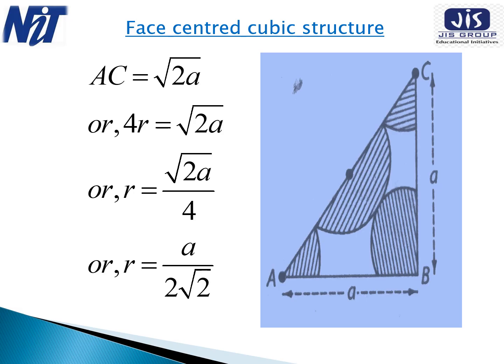Due to that 4r is equal to root 2a. From that we will get r equal to root 2a by 4. So in root 2a by 4, root 2 will cancel 4 by 2 root 2. Due to that we will get r is equal to a by 2 root 2. So this will be the atomic radius in the case of face centered cubic structure, or we can write that atomic radius in case of face centered cubic structure will be 1 by 2 root 2 of side.